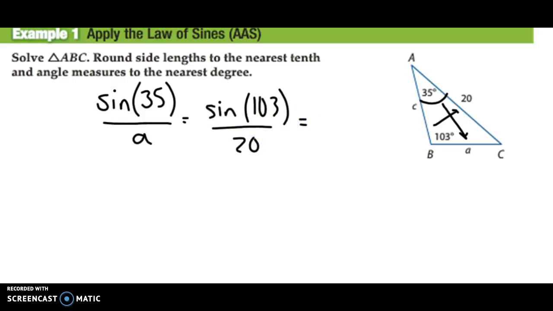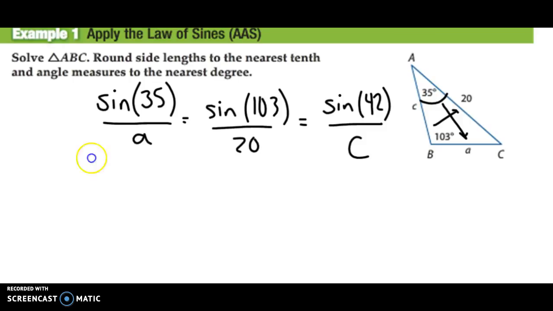And the last one, side C, I can do it one of two ways. One, I know that all triangles add up to 180 degrees, so I can take 103 plus 35, which is 138, and subtract that from 180, and so that would be 42. So sine of 42 degrees over C.